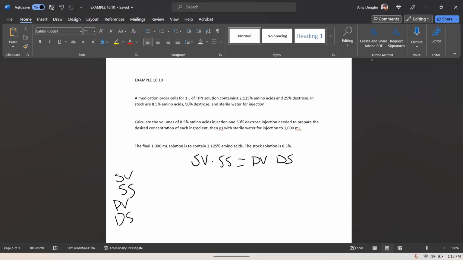So now our desired volume is the 1,000 ml. Our desired strength is 2.125%. Reading from here. And our stock solution is 8.5%. We need to find out what the stock volume amount is.